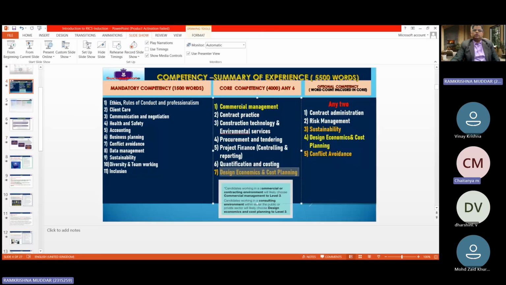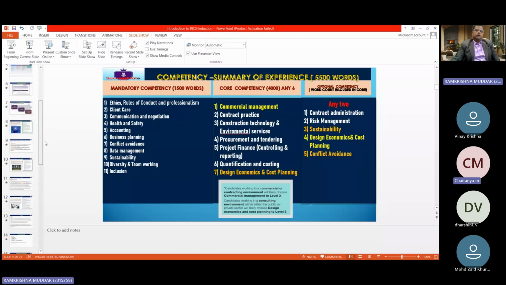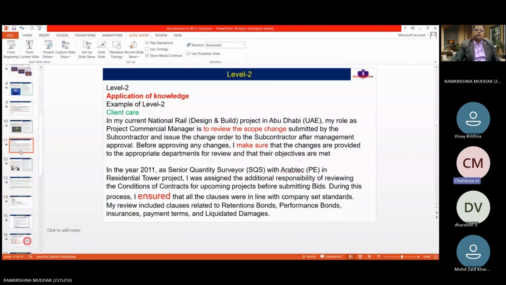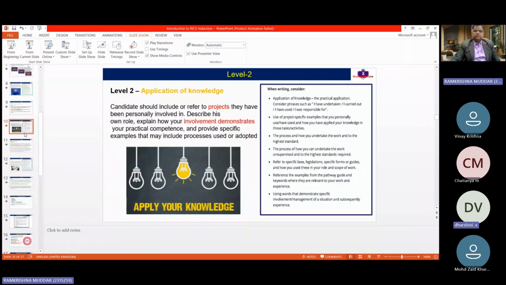And there is one, project finance and controlling and reporting. So these two competencies we can include anything about the value engineering. Clear, level 1, level 2, level 3? Any questions? Darshini, any questions? No, very much clear. Vinay, you have any questions? No, Ramakrishna.